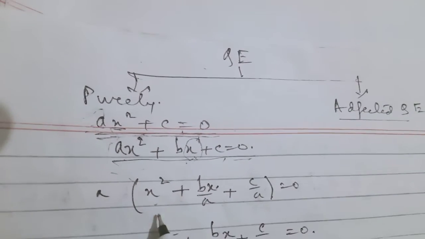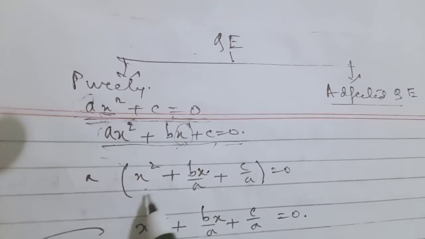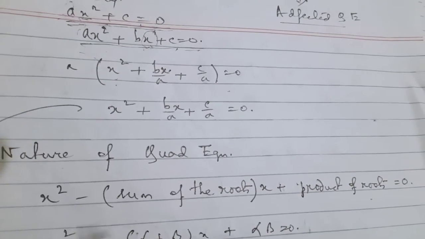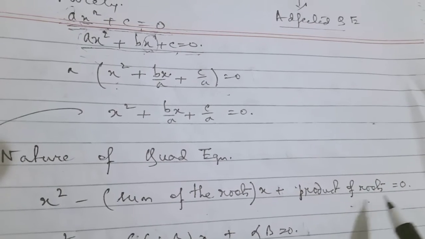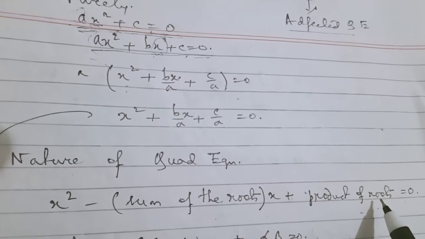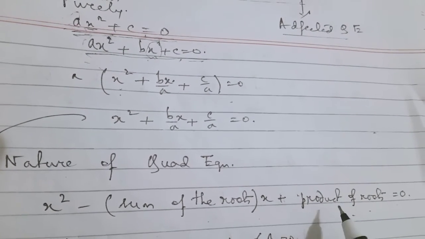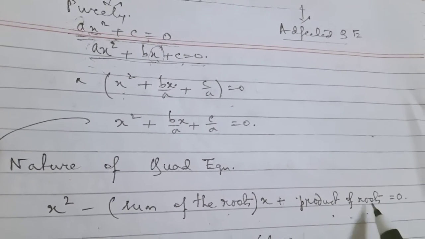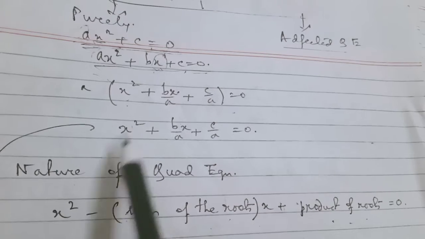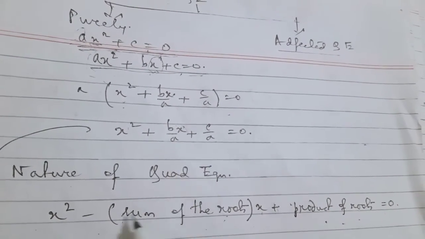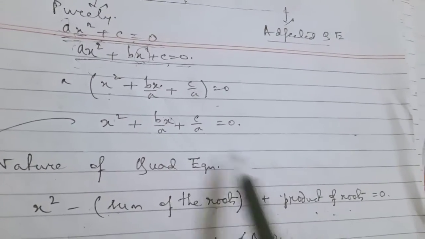Now, you have read in class 10 that if you take a common from here, then you will get x² + (b/a)x + c/a = 0. And the nature of quadratic equation takes this form: x² minus sum of the roots into x plus product of the roots is equal to 0. I am not discussing how we come here because you have read it in class 10. If we compare these two, then this is x², sum of the roots into x, so sum of the roots is minus b by a, product of the roots is c by a.